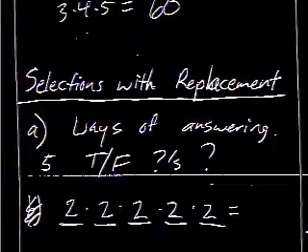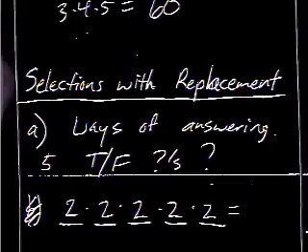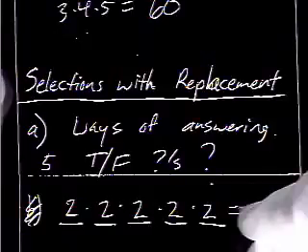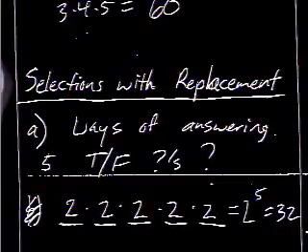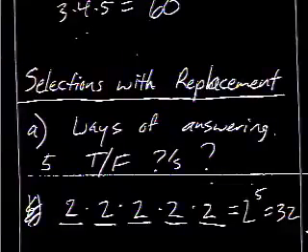Selection without replacement would be once I used an option, then it was gone. Kind of like matching. So true-false falls into the with replacement category. 2 to the 5th is 32. So there's 32 different possible ways we could answer those 5 true-false questions.